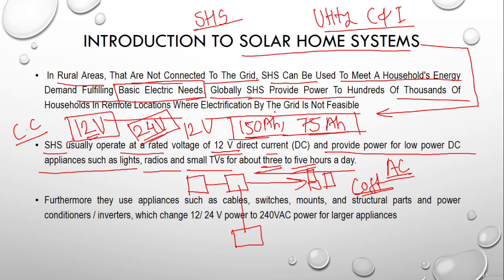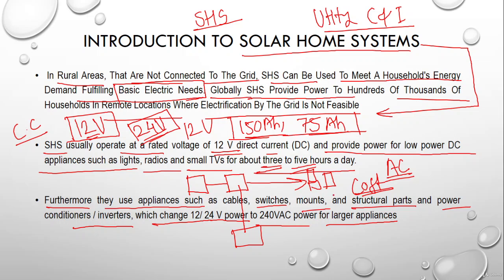Furthermore, there are components such as cables, switches, mounts and structural parts. These are the parts whenever we design solar home systems, and the power conditioner, also called the inverter, for DC to AC conversion, which changes the 12 volt or 24 volt of the system into 240 volt AC for powering the larger appliances. So it is a quite bigger kind of solar system whenever we are powering larger appliances.